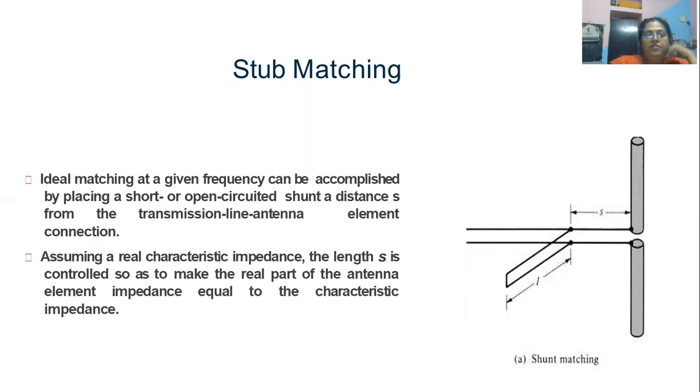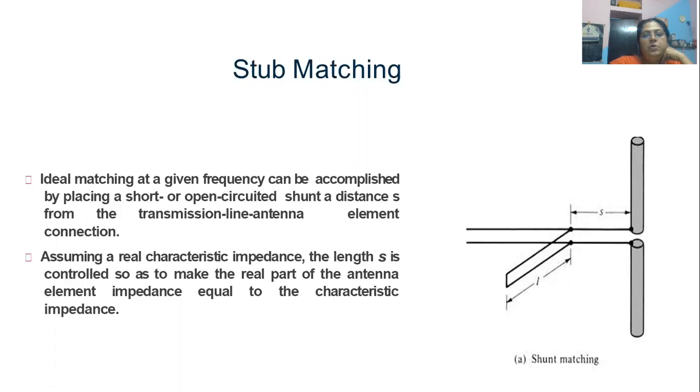Ideal matching at a given frequency can be accomplished by placing a short or open circuited shunt a distance s from the transmission line antenna element connection. So a transmission line whose length is L is connected in shunt with the regular transmission line. This shunt connection of a transmission line at a particular distance is known as the stub. Assuming a real characteristic impedance, the length is controlled so as to make the real part of the antenna element impedance equal to the characteristic impedance of the transmission line.